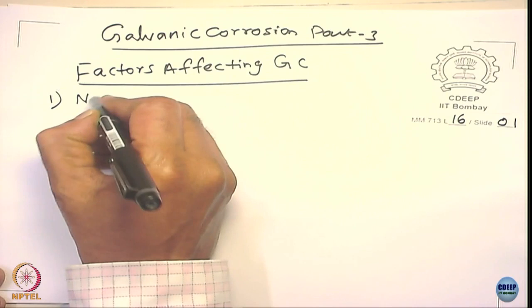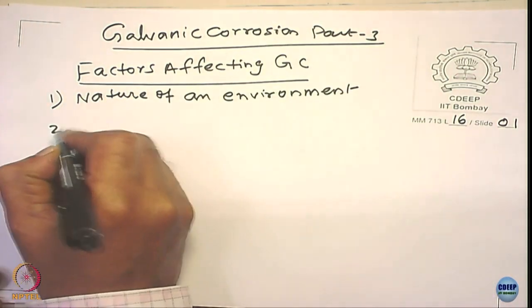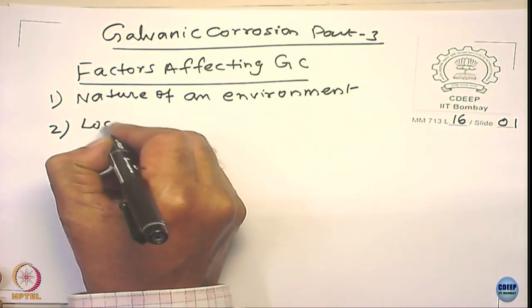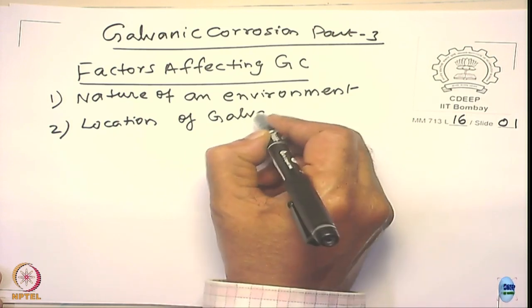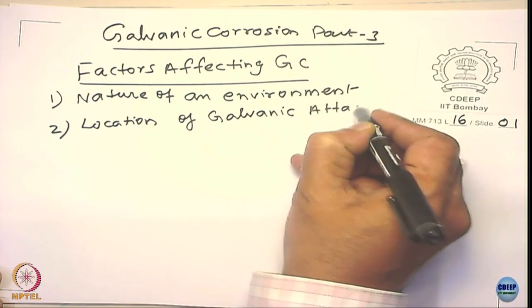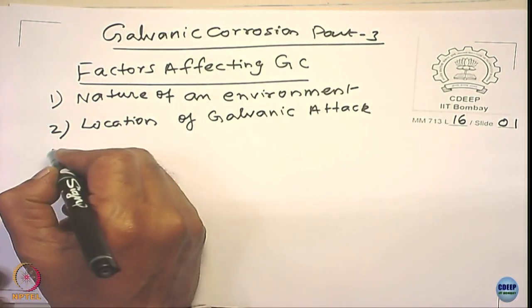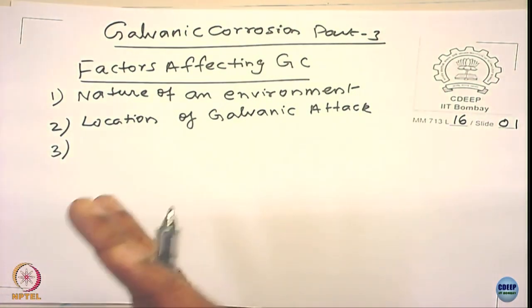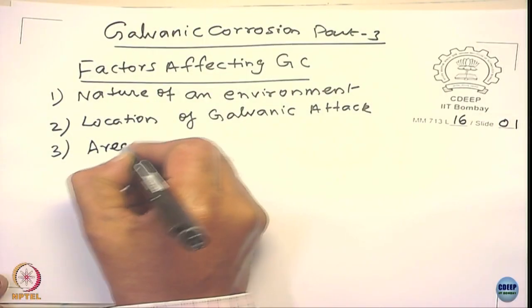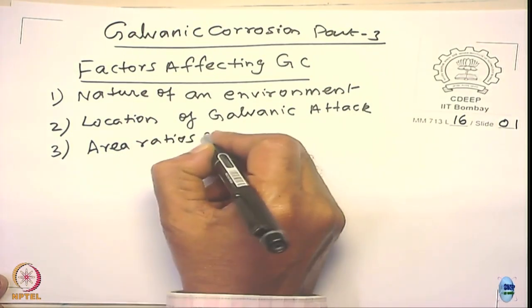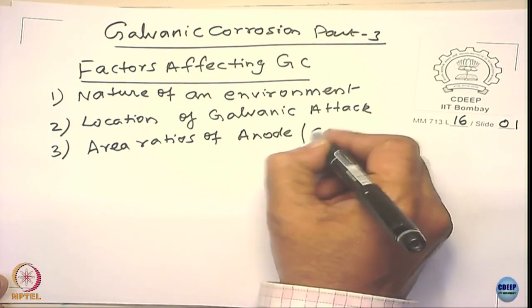The more obvious one is the nature of the environment. The second is the location of galvanic attack. The third: we are using two different metals, two different structures having different chemistry, different electrochemical parameters, and the area ratios are very relevant, very important. Okay, area ratios of anode and cathode.